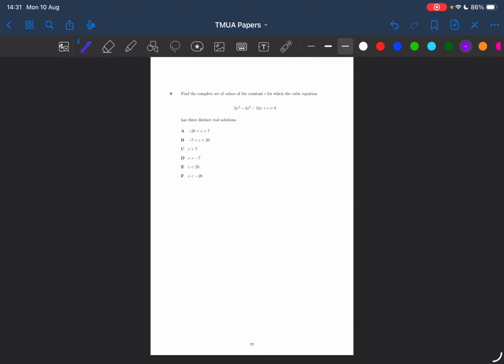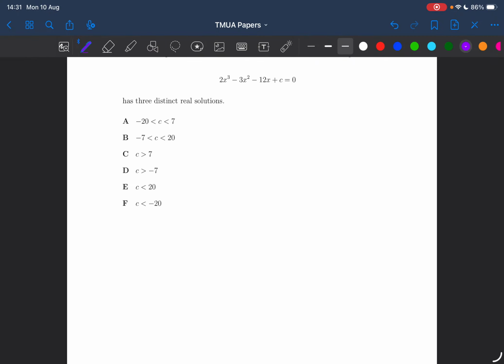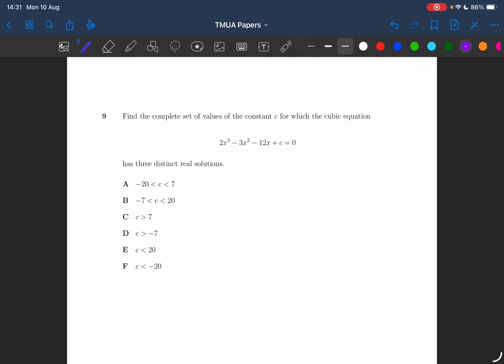On to number 9 then. What's it saying? Find the complete set of values for the constant c for which the cubic equation has 3 distinct real solutions. Okay, so on these ones, what we want to do is differentiate. If we do that, we'll call it y dash. We will have 6x squared minus 6x minus 12 equals 0. So we can think about the turning points of that. Yeah, it doesn't equal 0, but like for the turning points and stuff.